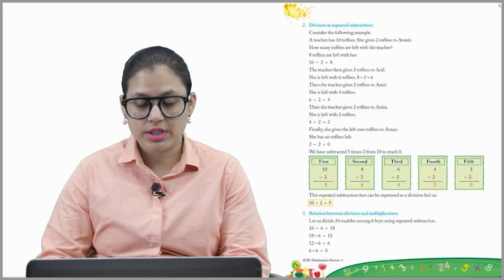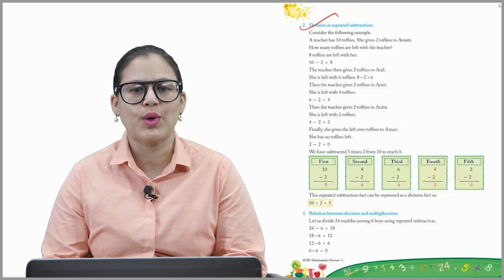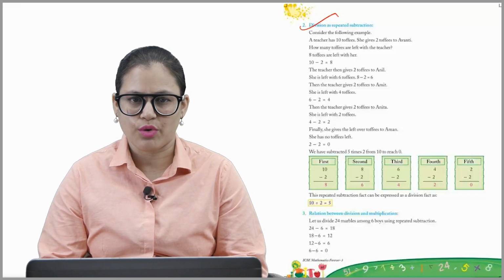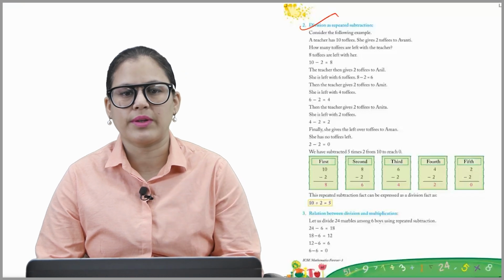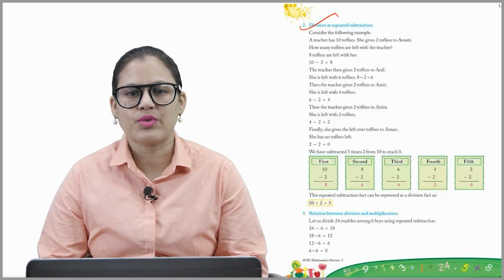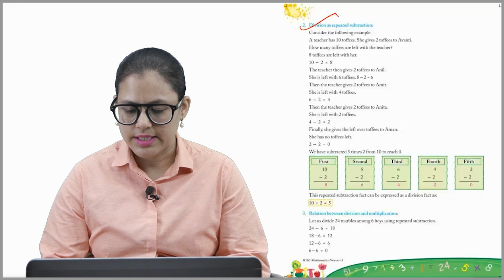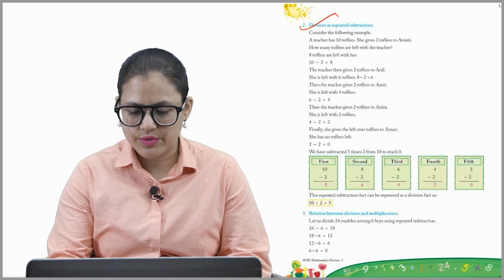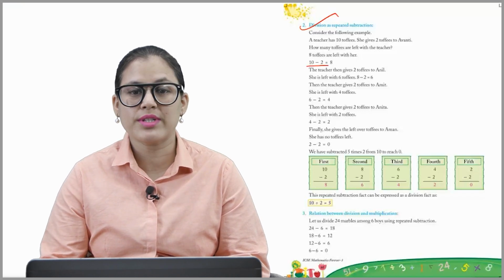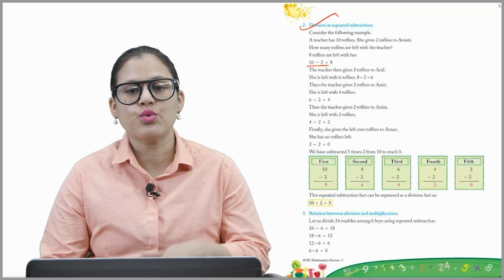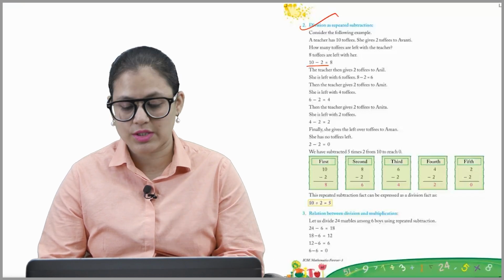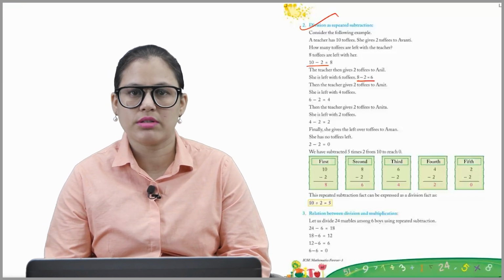Division as repeated subtraction. Consider the following example. A teacher has 10 toffees. She gives 2 toffees to Avanti. How many toffees are left with the teacher? See, 8 toffees are left with her. How? 10 minus 2 is 8. Now, the teacher then gives 2 toffees to Anil. She is left with 6 toffees. That is 8 minus 2 is 6.